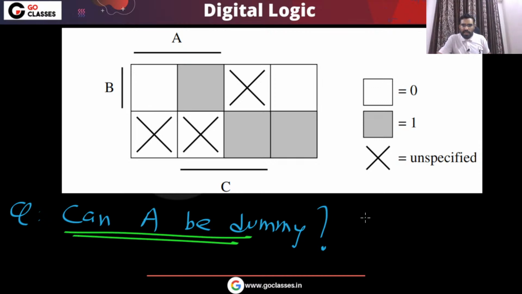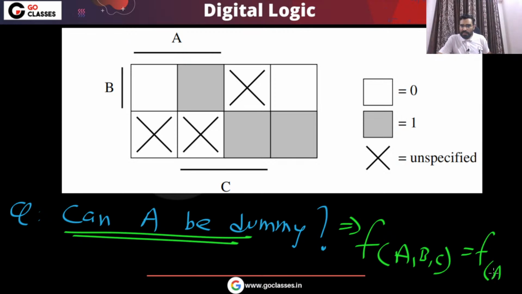This means that if you change A, keeping everything else same, just make sure that your function does not change. Just change A, keep everything else same. Then can I make A dummy?